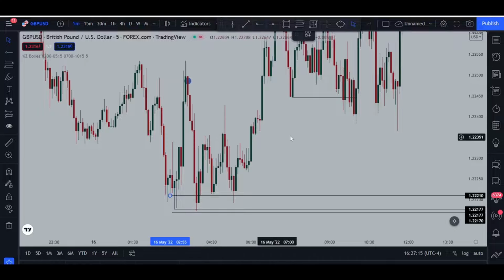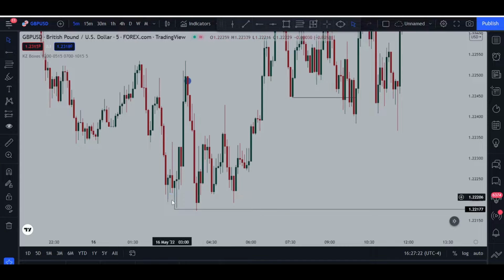Wow. Now I have 3 or 4. I think that should be my network issue. Right? So notice this swing low was tapped.